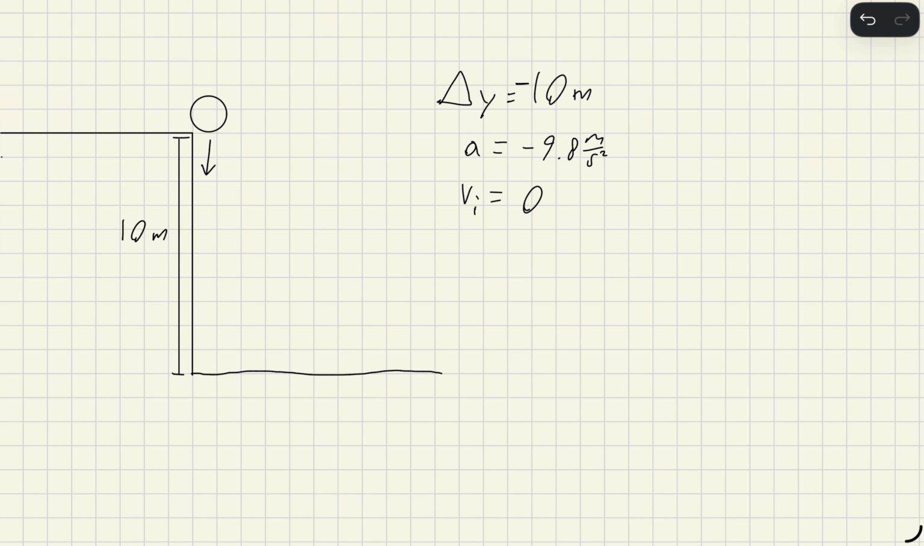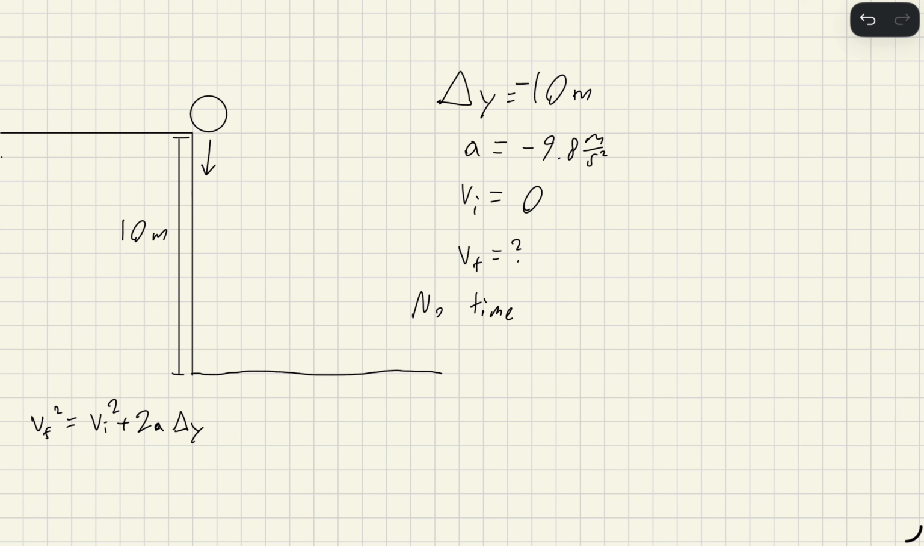For the sake of more practice with kinematic equations, let's say that instead of wanting to find time, we wanted to know the final velocity, or the impact speed right before it hits the ground. So now we know delta y, acceleration, initial velocity, and we want to know the final velocity. There is no time. So the kinematic equation without time is final velocity squared equals initial velocity squared plus 2a delta y.